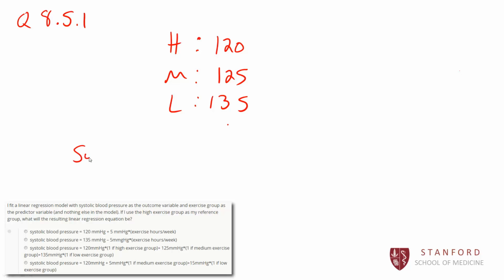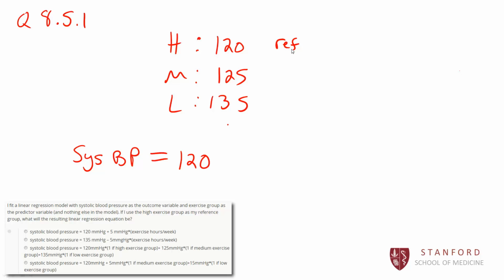Well, my outcome here is systolic blood pressure. I have to choose something to be my reference group. I'm going to be dummy coding this categorical predictor. Which one am I going to choose to be the reference group? You could choose any of these, but you're limited in your choices in the multiple choice question. You can see that in most of them, I picked 120, the lowest blood pressure group, the high exercise group, to be my reference group. I made this one my reference group because it happened to have the lowest blood pressure.